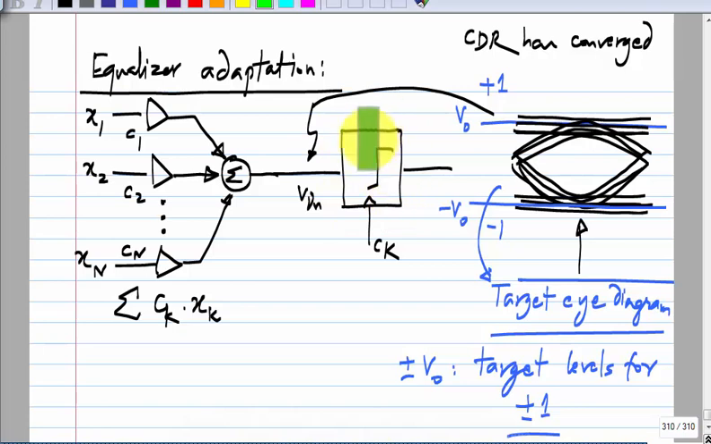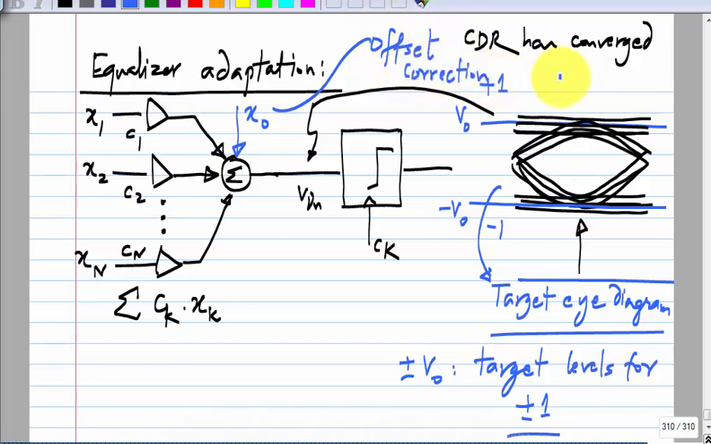And this one, if I don't show anything else, the decision threshold is 0, right? That is, if Vin is more than 0, it says it is plus 1. If it is less than 0, it says it's minus 1. But if all of this together has an offset, then effectively the decision threshold is skewed, right? It is skewed by an amount equal to the offset. So I don't want to have that. So I would like to also add some offset. I'll just call it x0. This is called offset correction. Okay. Is this fine?